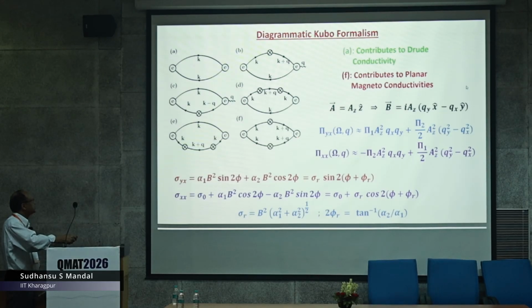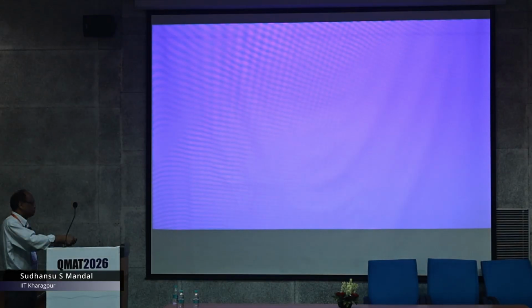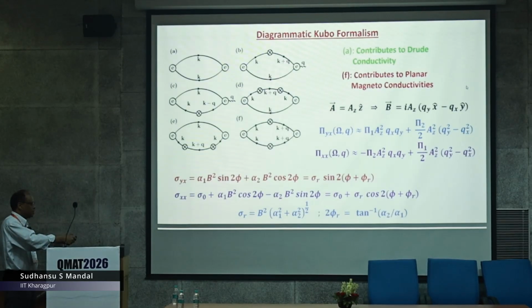Okay, so if you expand these response functions, what we will find is two form factors, phi 1 and phi 2, and then you take the gauge, let's say vector potential A_z, that tells you that you have a magnetic field in the plane only.